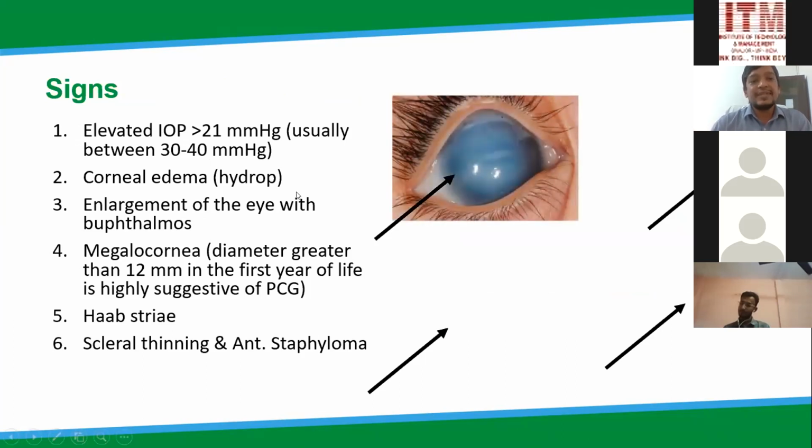The second sign that you're going to see is the corneal edema. So the eye that you are seeing is a totally bluish eye. Normally the cornea appears black. Normally the cornea is a transparent structure. It appears black because of the iris color. So whatever the iris color, the cornea appears according to that color. But the cornea is transparent. But what happened in the congenital?